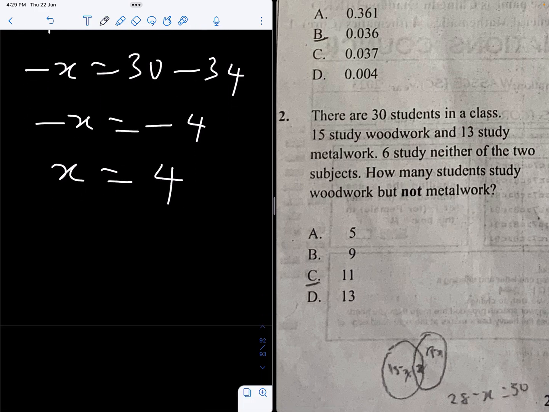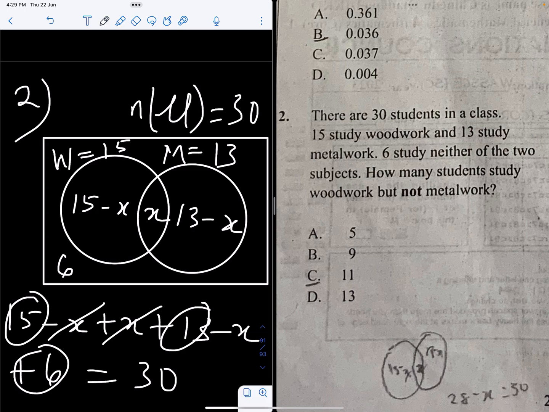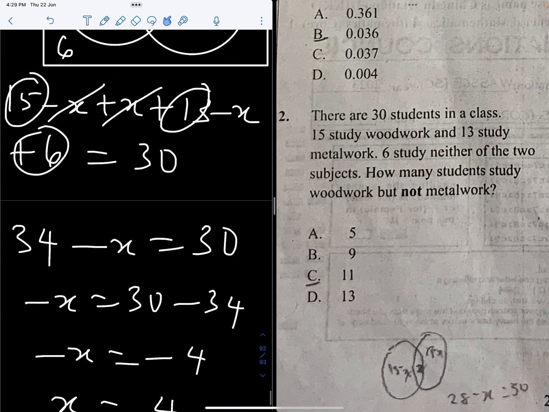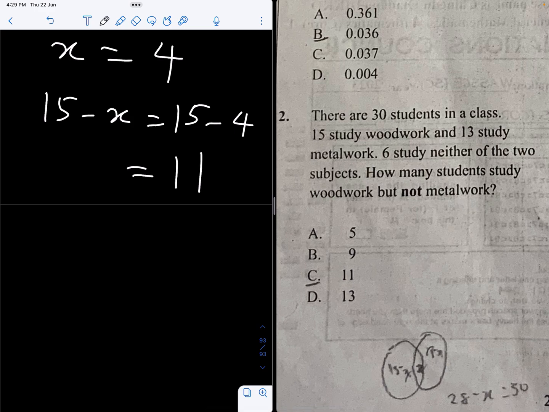How many students offer woodwork but not metalwork? We already said that here. The number of students who offer woodwork but not metalwork is represented by 15 minus X, which is equal to 15 minus 4, and that's 11. That means 11 students offer woodwork but not metalwork, and that's option C. We go straight to the next, which is number 3.